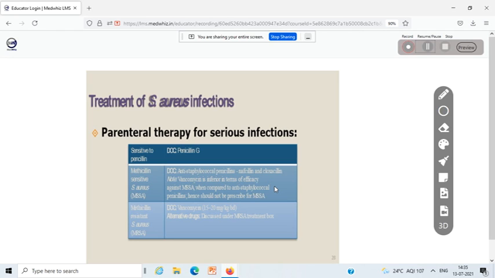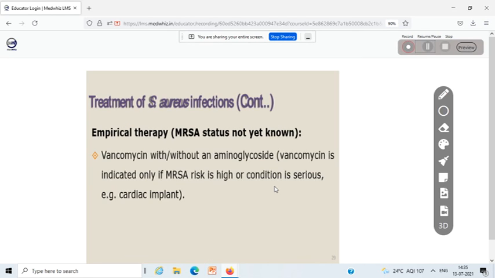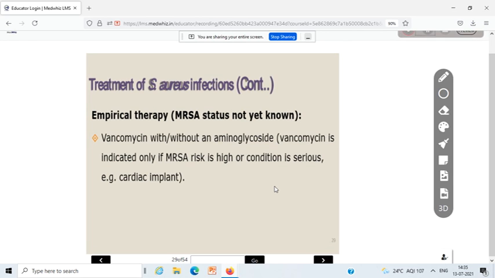Methicillin-resistant Staphylococcus aureus: for this, the drug of choice is vancomycin, 15 to 20 milligram per kg body weight, and the alternate drugs are discussed in further chapters. For empirical therapy, if you don't know the MRSA status, if you still have to wait for the lab reports to come and the patient is serious, you can start off with vancomycin with or without an aminoglycoside. Vancomycin is indicated only if MRSA risk is high or if the condition is serious, in cases of cardiac implants.